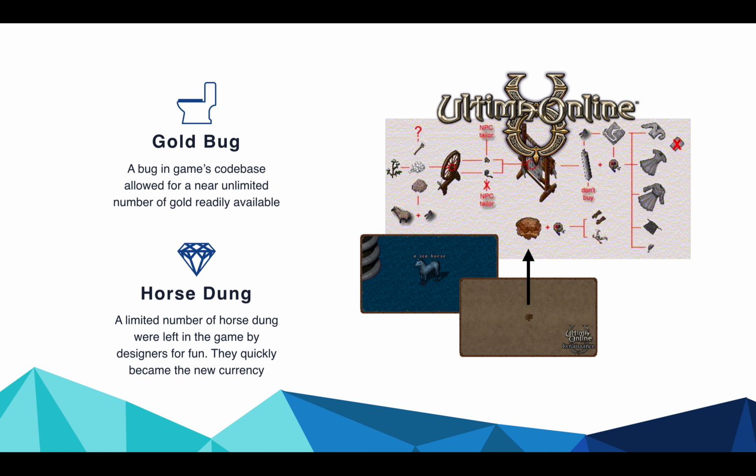Other exploits in games can come in more economic forms. In this example, there is a game, Ultima Online, that is a massively multiplayer online game. In that game, a bug was found in the game's codebase that allowed for near unlimited amounts of gold to be readily available for any player. Gold was the medium of exchange in the game, and so when that happened, it became completely worthless in the ecosystem. Players, in an effort to solve this on their own without the help of the designers, discovered that there was a limited amount of horse dung in the game that was left there by the designers just for fun. So they quickly began using horse dung as the new currency in the game.